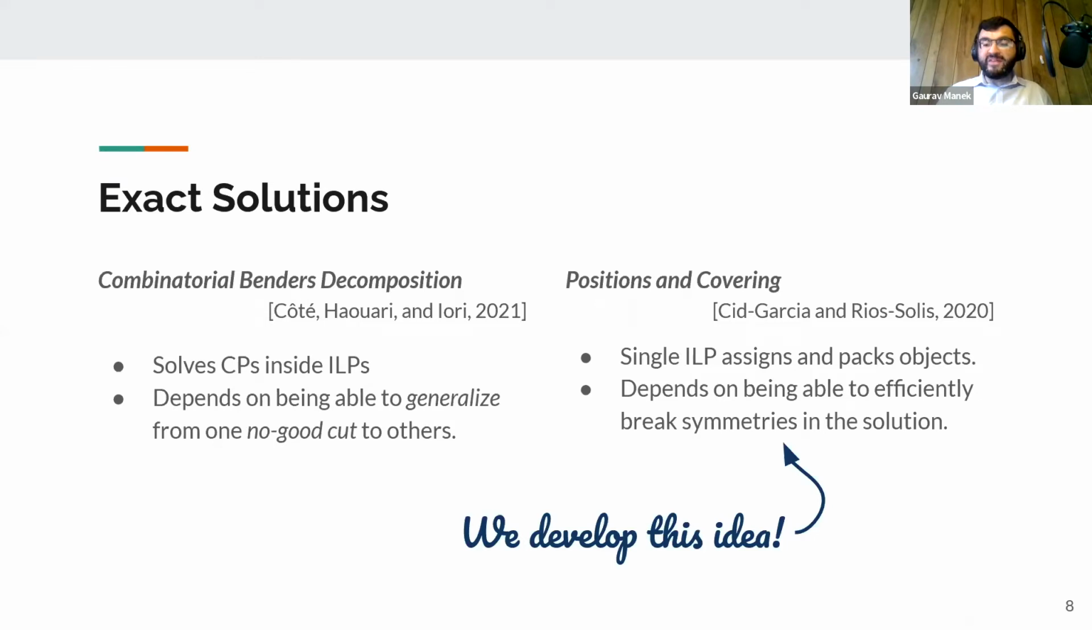The other technique, the one that we'll be discussing in much more detail today, is called positions and covering, in which a single integer linear program, which I'll explain in just a second, both assigns objects to bins and finds a position within a bin for each object. The strength of this technique is it depends on being able to efficiently break the symmetries in the underlying solution space. We'll be getting into that in a little bit.